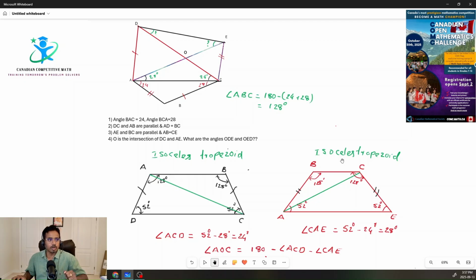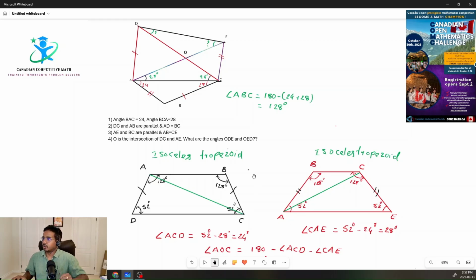In an isosceles trapezoid, since angle ABC is 128, angle DAB will also be 128 degrees. Since ABC is 128 degrees, angle BCE will also be 128 degrees. So from this, using the principle of the sum of angles of a quadrilateral, we can find that angle ADC will be 52 degrees, angle BCD will be 52. Same is the case with other angles too. CEA and BAE are 52 degrees.